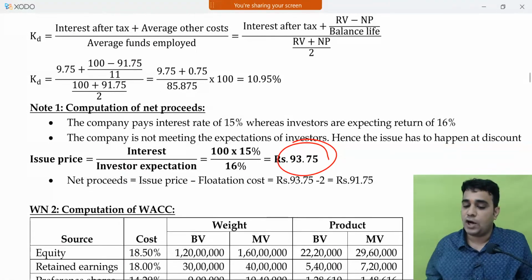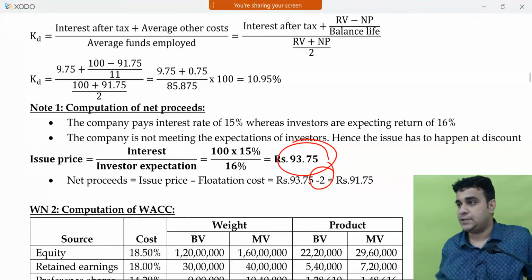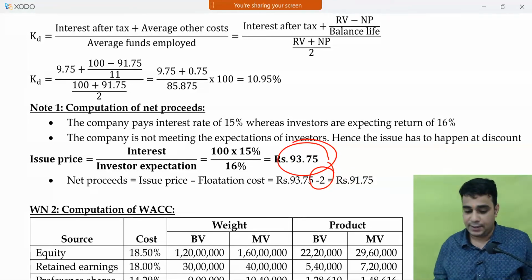93.75. The company is not meeting the expectation of the investor. The issue will happen at 93. My flotation cost of 2% on face value is the ideal assumption here. That's the assumption taken here.